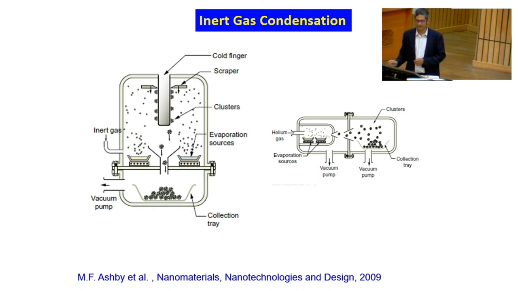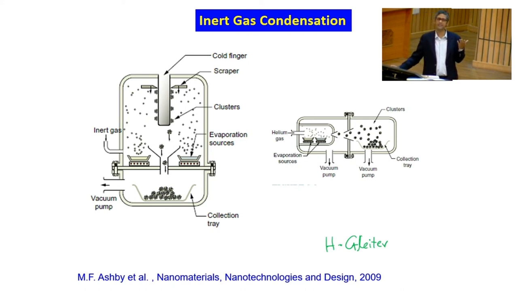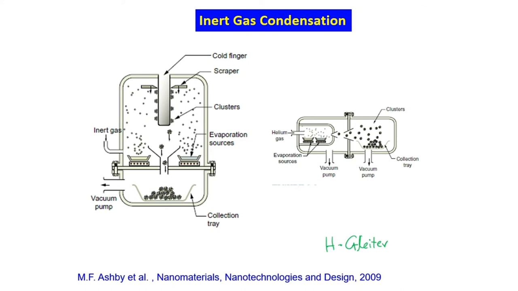The first one is known as inert gas condensation. This was basically adopted by Hubert Gleiter, H. Gleiter, in his classic work in the late 1960s and 70s, okay? So at the time when nano was starting off, what is done in this case?